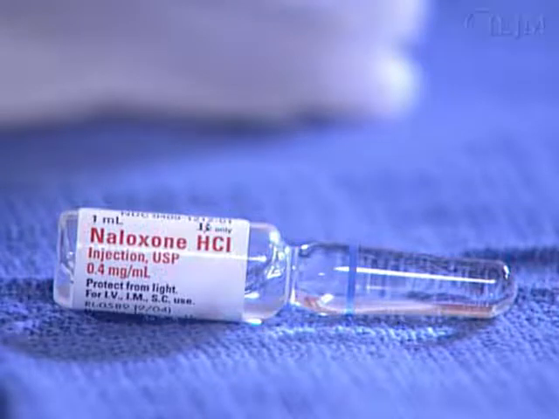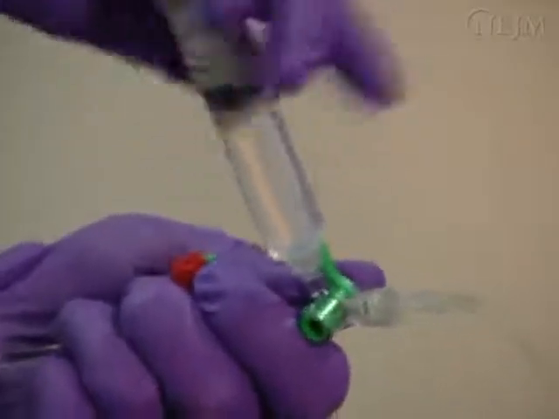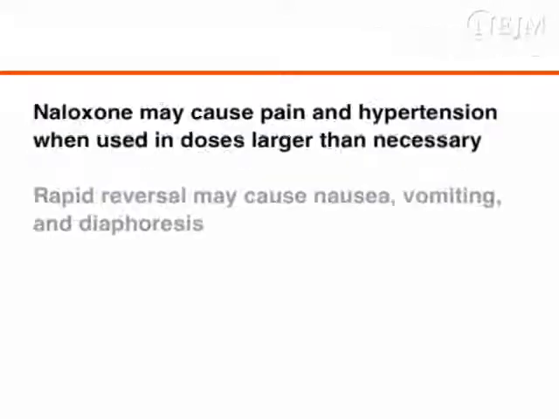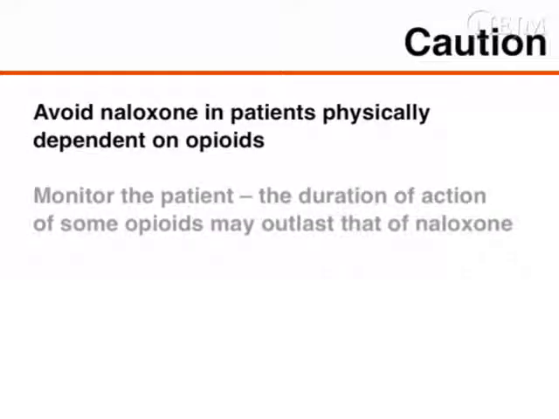Naloxone is an opioid antagonist used to reverse the respiratory depression of opioids. The dose of naloxone should be titrated to patient response. To reverse respiratory depression, naloxone may be administered in increments of 0.1 to 0.2 milligrams intravenously at 2 to 3 minute intervals. Larger than necessary doses of naloxone may cause pain and hypertension. Rapid reversal may cause nausea, vomiting, and diaphoresis. Naloxone administration should be avoided in patients physically dependent on opioids.